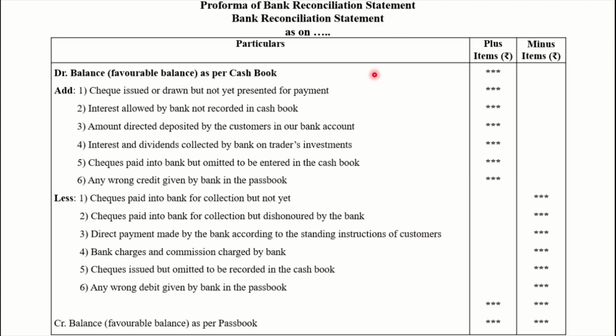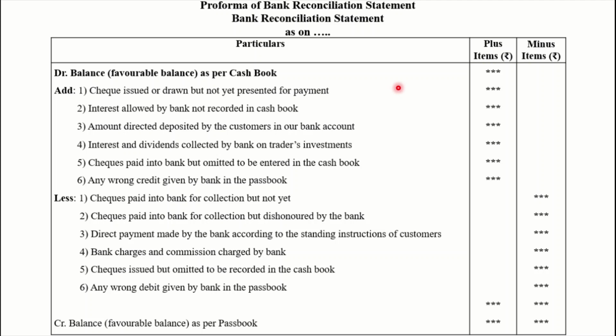For the first step of the preparation of a bank reconciliation statement, we have to tick off all the items in the passbook with the entries in the bank column of the cash book, and make a list of the entries found not ticked either in the cash book or passbook. That is the first step. Then the unticked items are responsible for the difference in the balances shown by the cash book and the passbook.